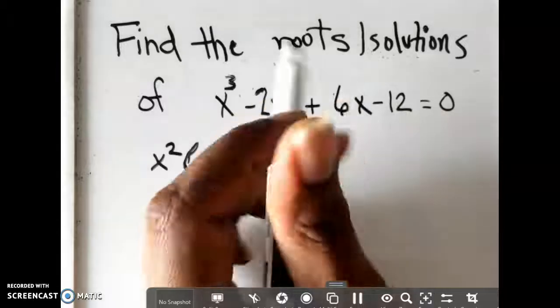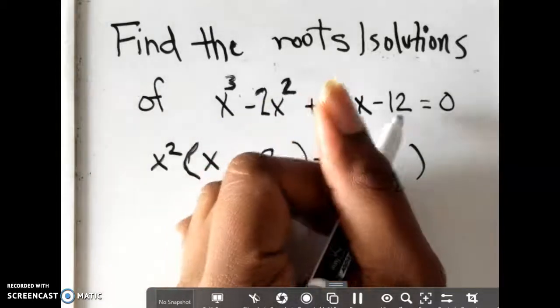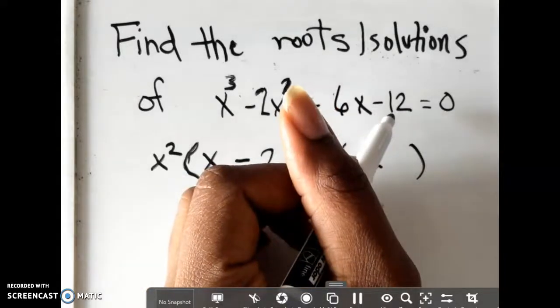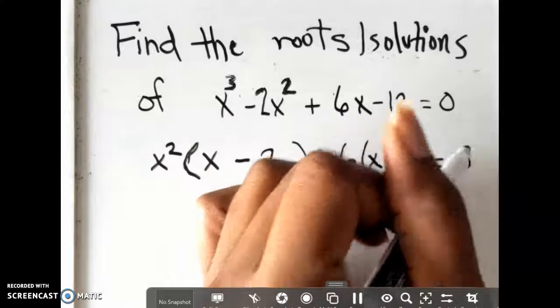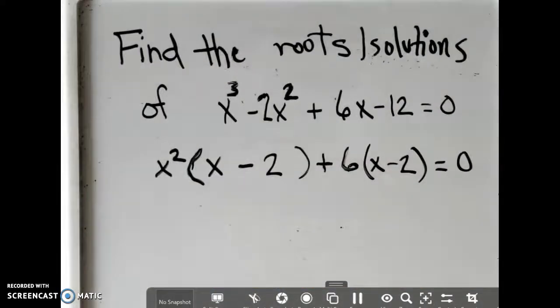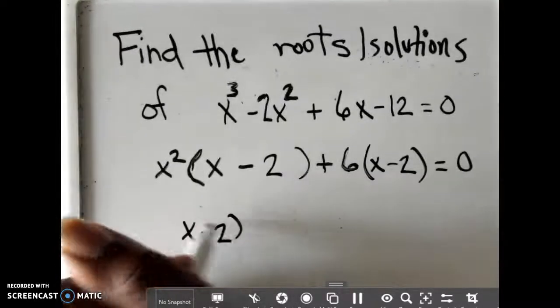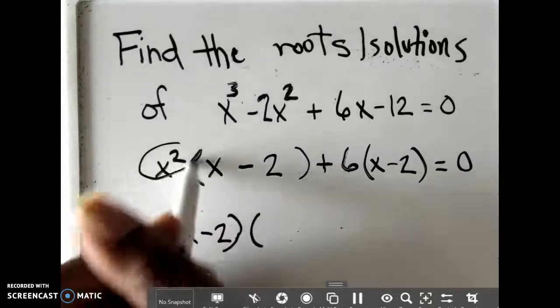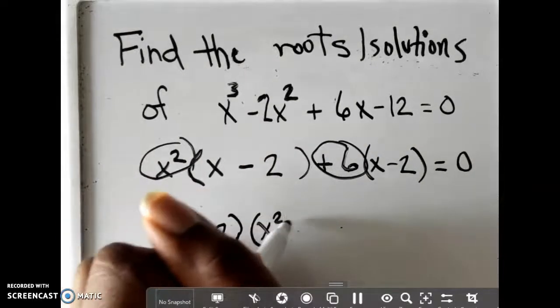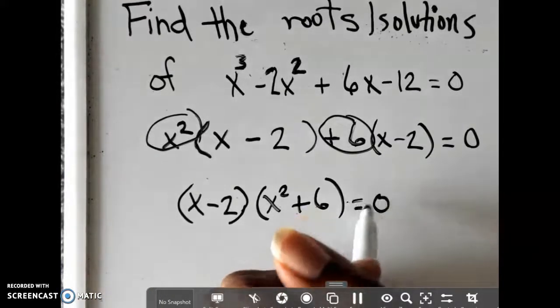Then the same, I'm going to factor out the GCF here, which is 6. I'll be left with x, and 12 divided by 6 will give me minus 2. And bring down the equals 0. Next, I can factor out an x minus 2 from both of these expressions. So I have x minus 2, and what remains is x squared plus 6. That becomes our second factor, and this is all equal to 0.